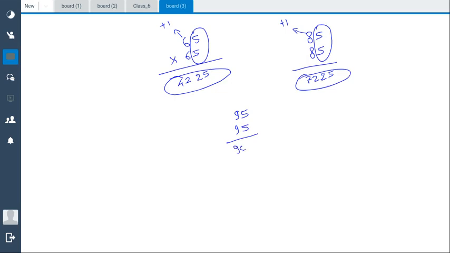9025. Correct answer. 5 5 is 25. Increase by 1, plus 1. 9 plus 1 is 10. 10 into 9 is 90. Got it? 35 into 35. 12,025. Yes. Got it. Now you're getting 55 into 55.